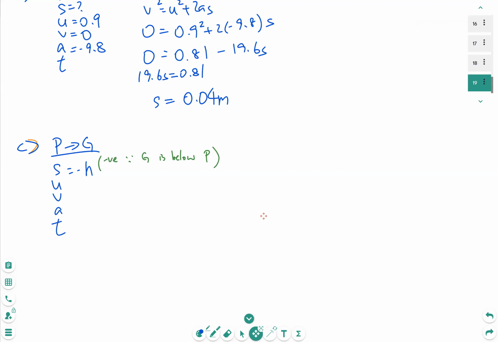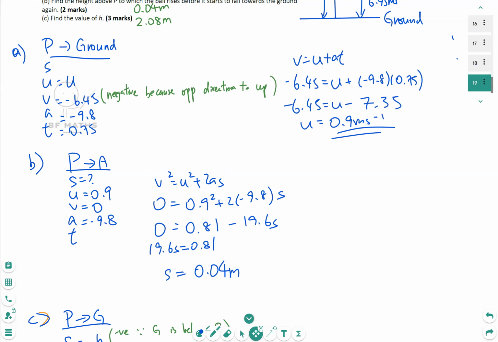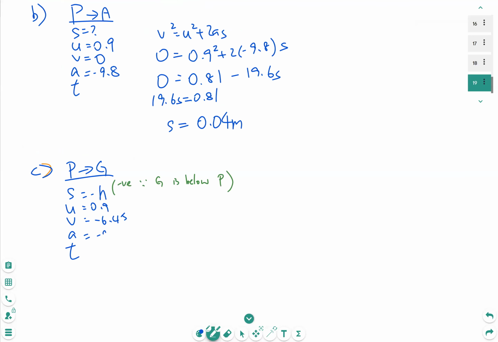Okay, so initial velocity, we know it's 0.9. V, we know is negative 0.65, negative again. Acceleration is negative 9.8. Now the sign does matter, because if you use the wrong sign, when you rearrange the equation you would be subtracting or adding the opposite way. So in here, we want to find S, so V squared equals U squared plus 2AS. V is negative 0.65 squared, U is 0.9 squared, A is negative 9.8, and S is negative H.